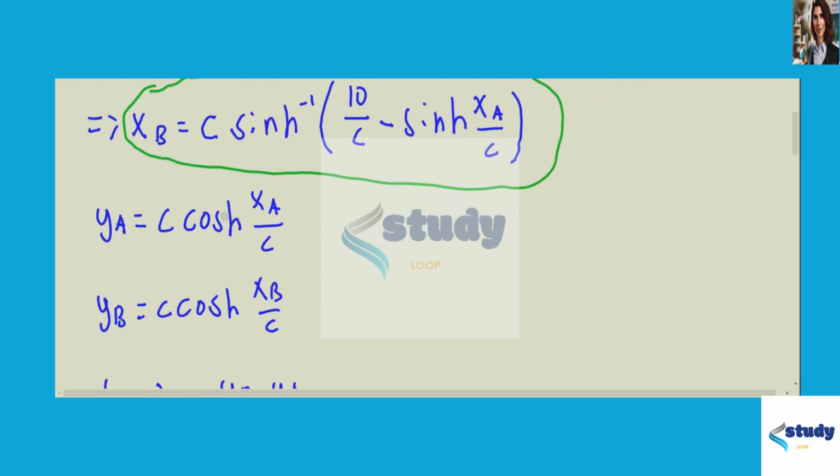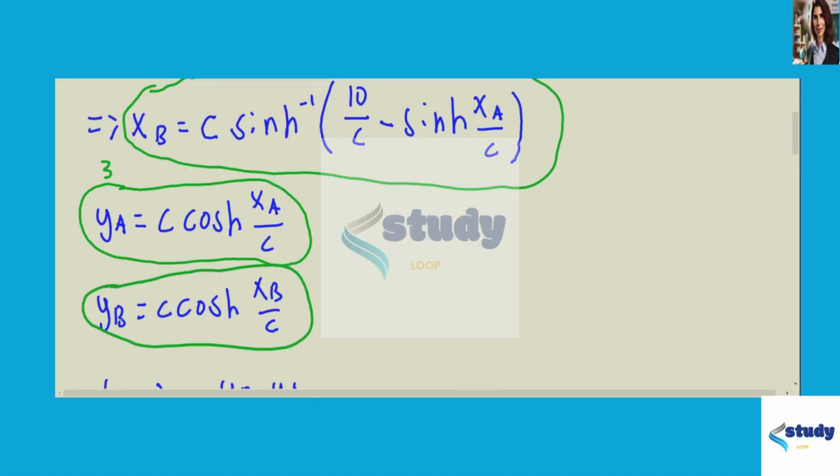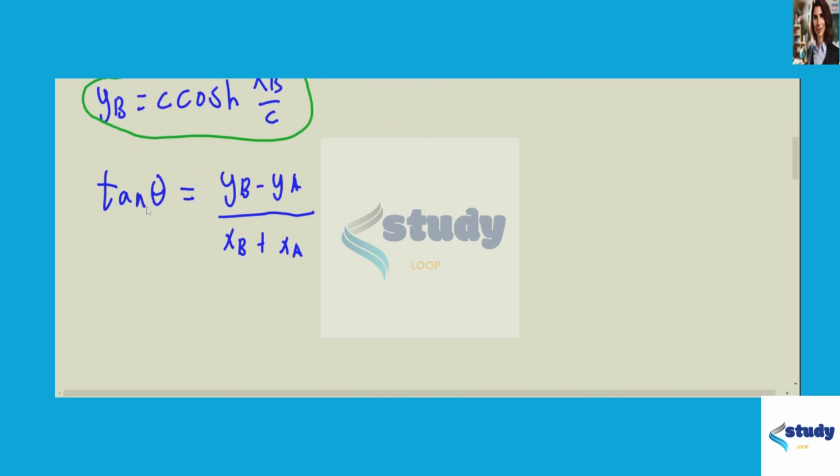So after we get a value for x of a and a value of x of b, we can then use these two equations here. So this one's equation 3, and this one's equation 4. And we'll get values for the lengths y of a and y of b. And then since we know theta is given as 45 degrees, we can check to see if our values y of b, y of a, x of b, x of a are all correct by seeing if the tangent of 45 is equal to this expression here using those calculated lengths.